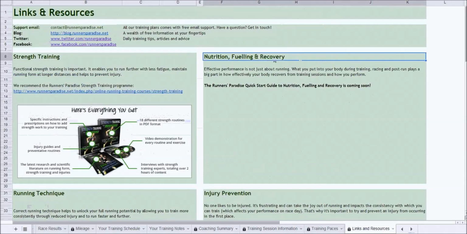And at the top as well, we also have some information on an upcoming publication from us related to nutrition, fueling and recovery. So this is just going to be a quick start guide which will help you to think more about how you're going to fuel your races, how you're going to help your body recover between training sessions by eating the right kinds of foods, etc. Obviously your coach can advise you at any point on any of these aspects as well, should you wish to get in contact with them.